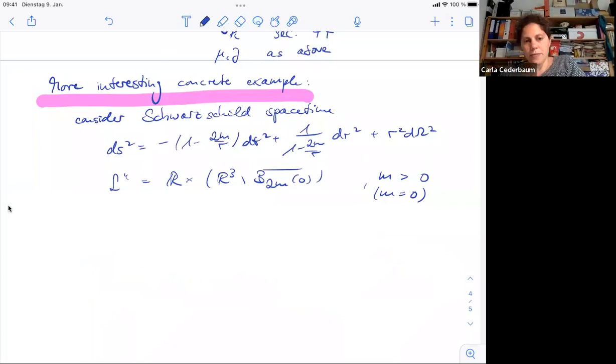Okay, so then this is my Schwarzschild spacetime with mass parameter m.